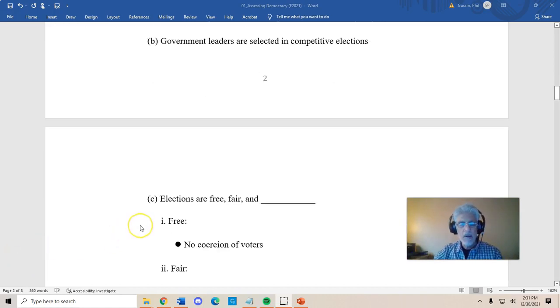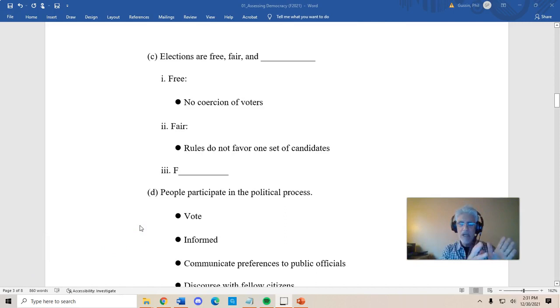Next, elections need to be free, fair, and there's one other thing. I call them the 3 F's. I'm going to let you think about what the third F is while I talk about the other ones.